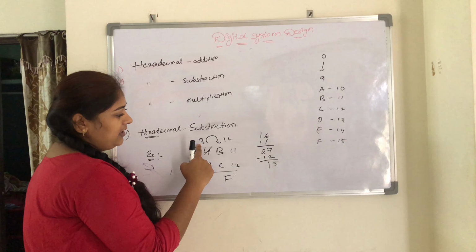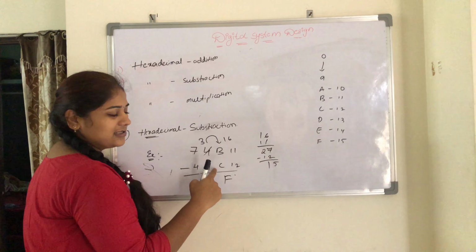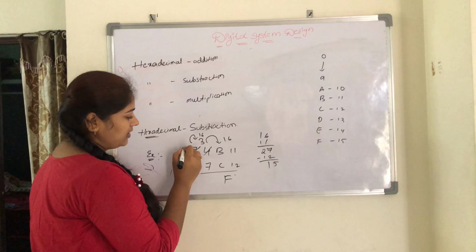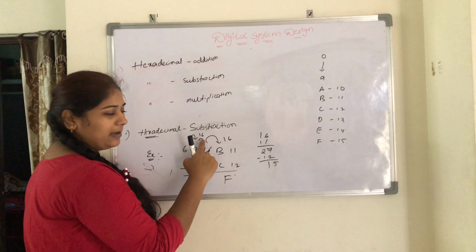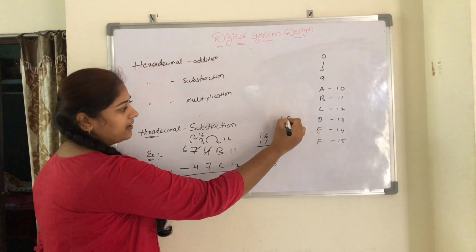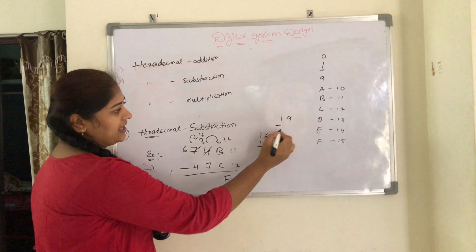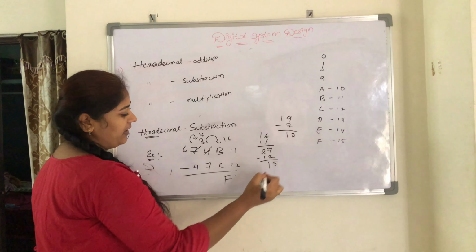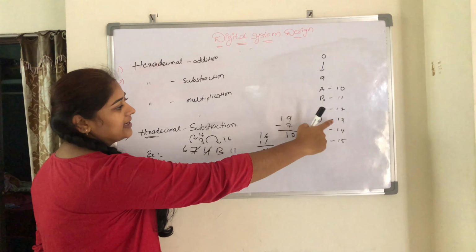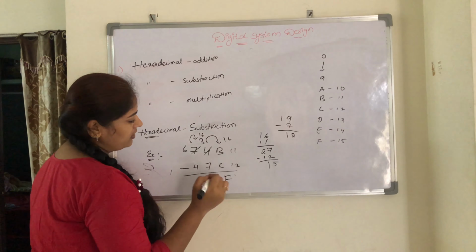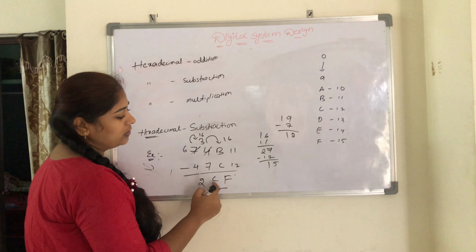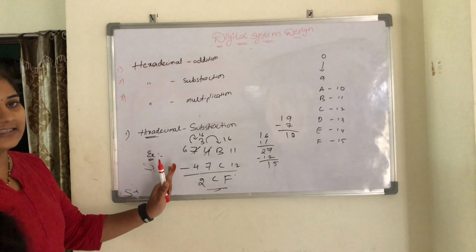Next, here what is remaining? 3. 3 minus 7, we can't do it. Take a borrow. So here 6 remains. So 16 plus 3 is 19, 19 minus 7 is 12. 12 is nothing but c in hexadecimal. So here what is remaining is 6, 6 minus 4 is 2. So 2cf is the hexadecimal subtraction.